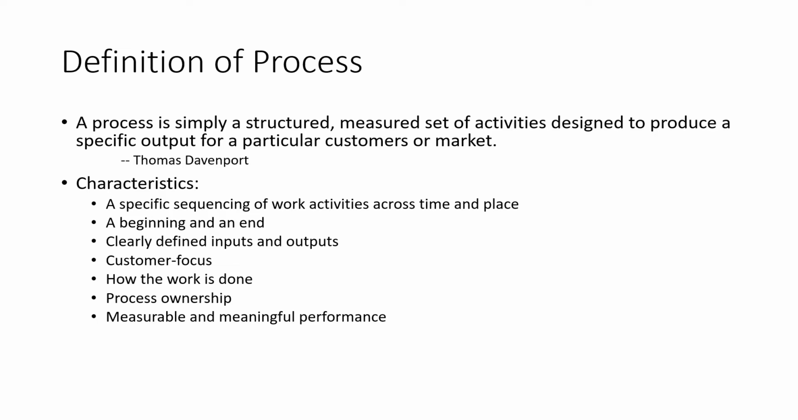A specific sequence of work activities across time and place, because a process always has a sequence of activities. It's not that you are following random steps. So the sequence is there, and those steps are taken over a period of time at a particular place. A beginning and an end: every process always has a beginning and an end. Clearly defined inputs and outputs: in order to undergo that process, what kind of input and what kind of output there will be is already defined.